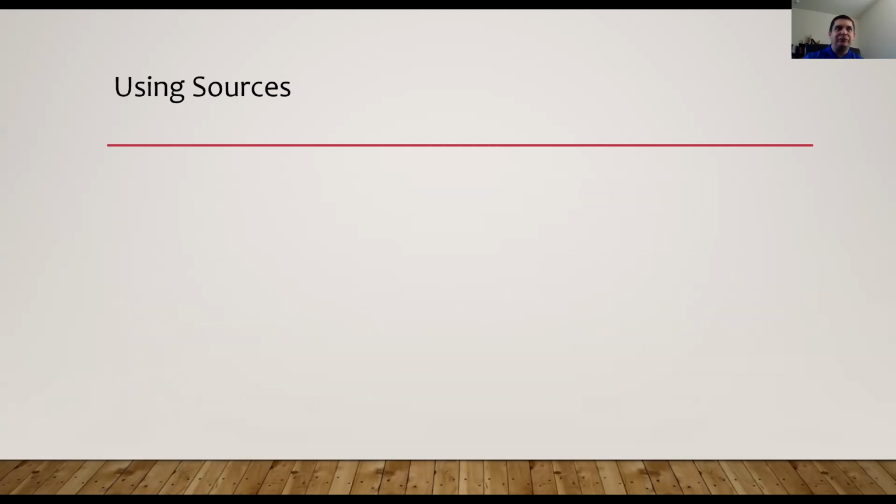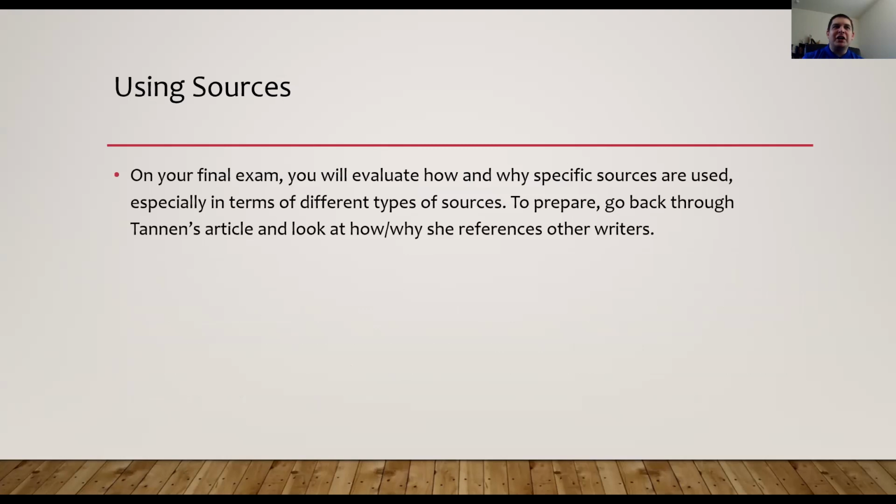I also want to touch here on the final exam, because this is one of the skills you'll be practicing on that test. Specifically, there are several questions where you will evaluate how and why an author uses specific kinds of sources, kind of what the effect is of using that particular quote. The best way to prepare for that is to go back through Tannen's article and look at every place where she references someone else, because she does that a lot, actually.